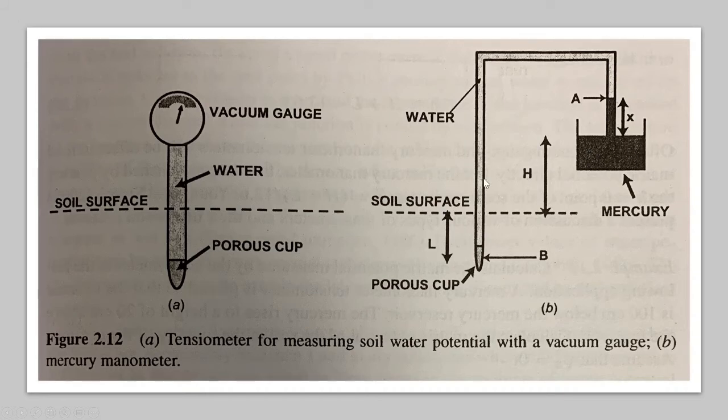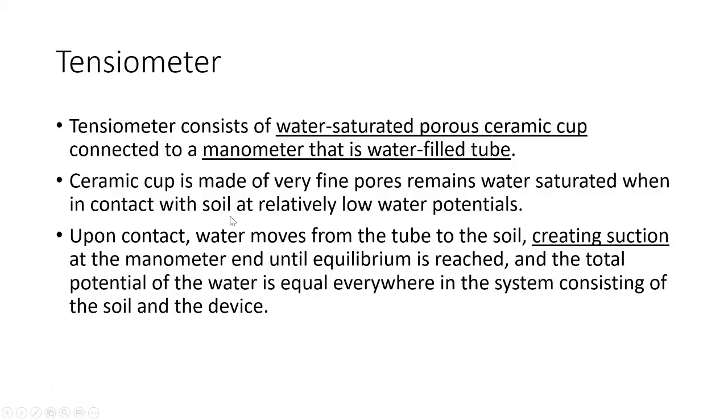In the manometer tube it is filled with water. Similarly for figures A and B, the manometer tube is filled with water, and at one end it comes in contact with the vacuum gauge, and for figure B, it comes in contact with the mercury. So the tensiometer consists of a water saturated porous ceramic cup connected to a manometer, a water filled tube. The ceramic cup is made of very fine pores, meaning very small particles, and remains water saturated when in contact with the soil at relatively low water potential.